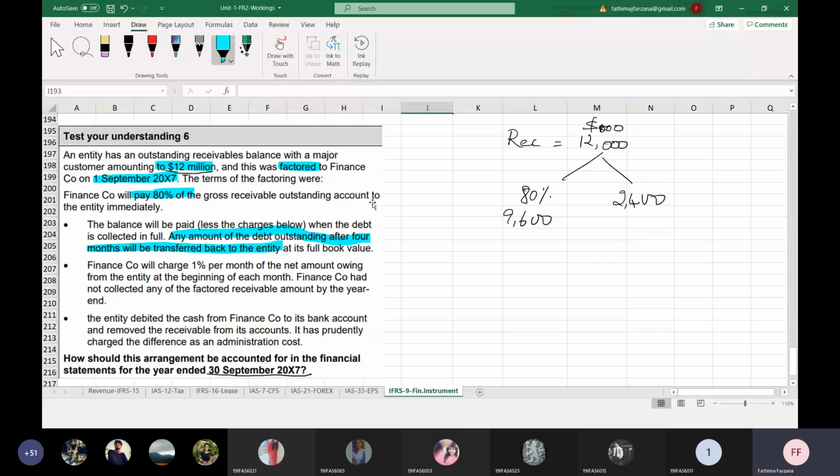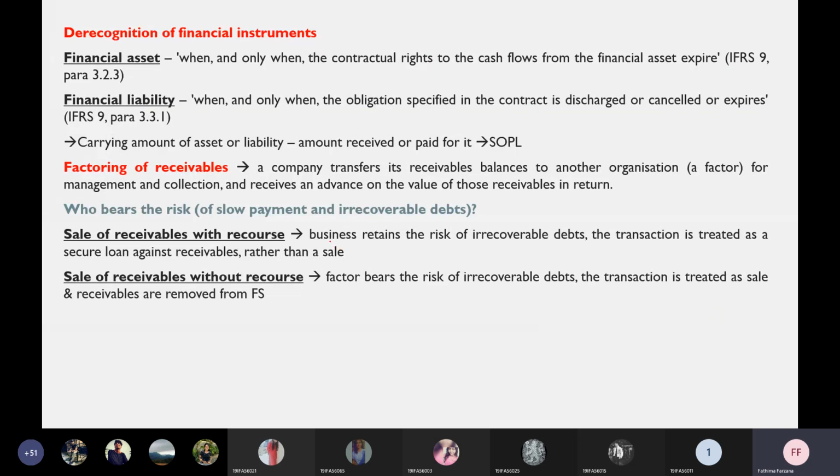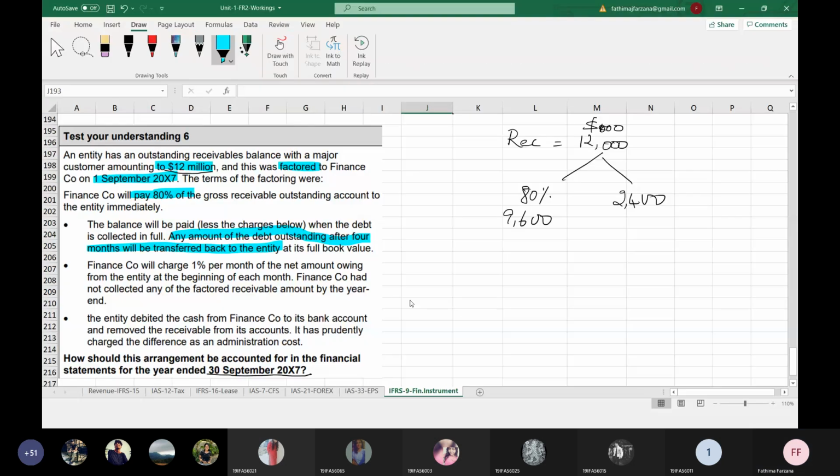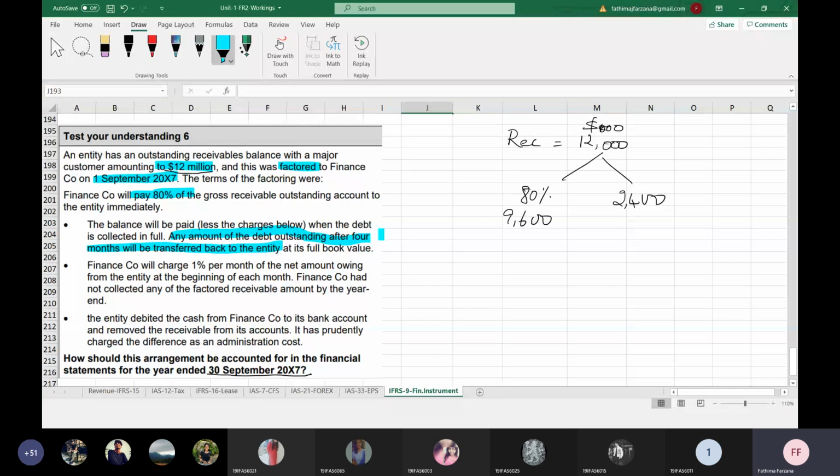So in without recourse, what is it? We'll just see once. See here, with recourse is business retains the risk. Without recourse is factor bears the risk. Clear? So this is with recourse. This identification no one will ask. Maybe 1 or 2 questions might be there in 2 marker or something, but still for the 10 marker or 20 marker, you should know how the treatment is.